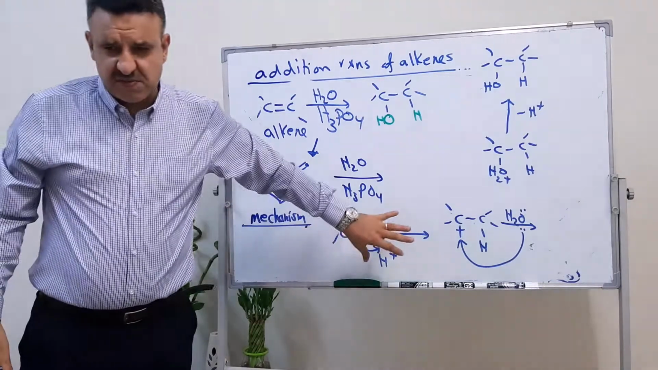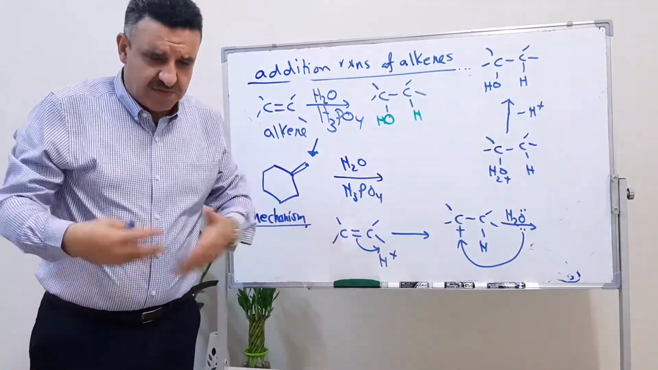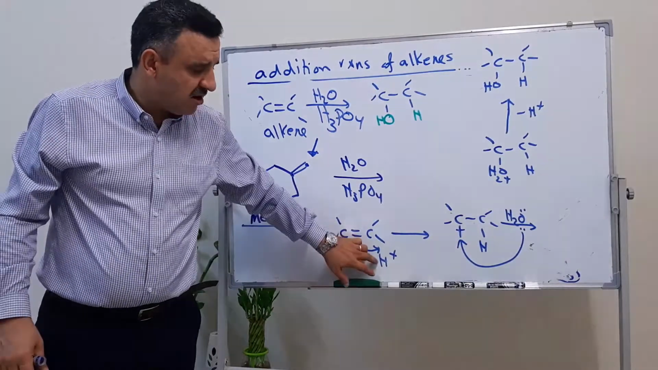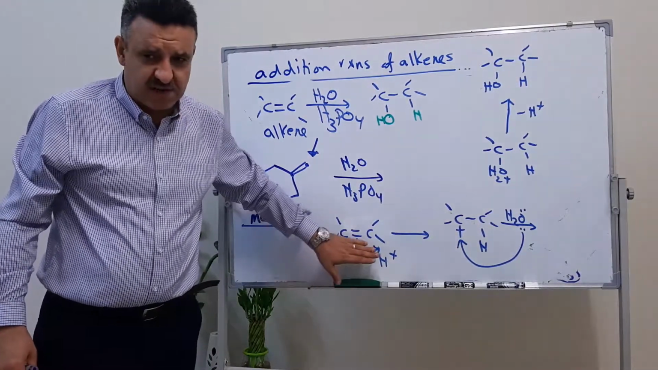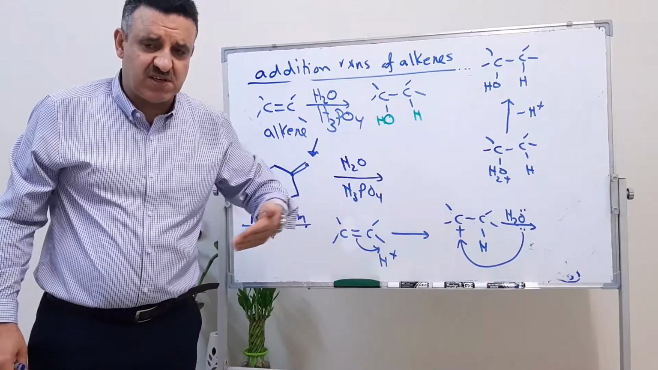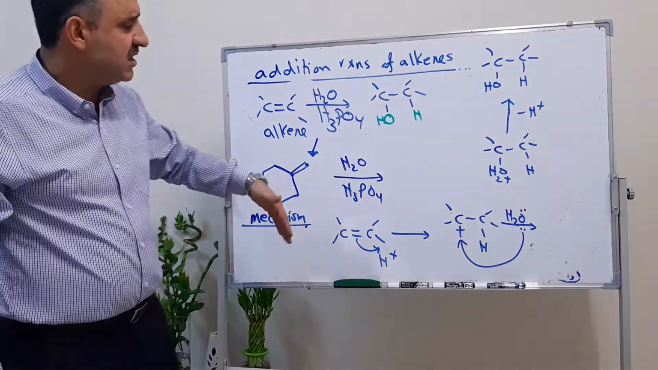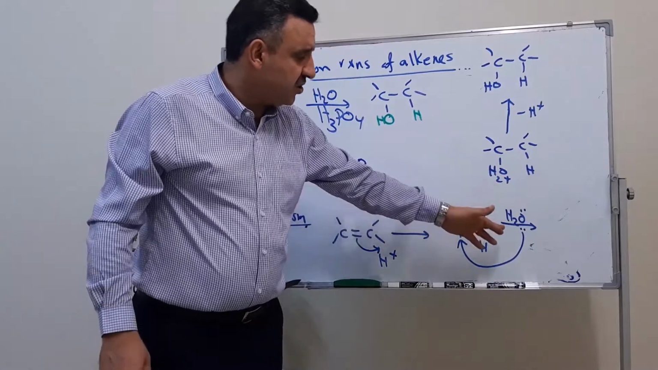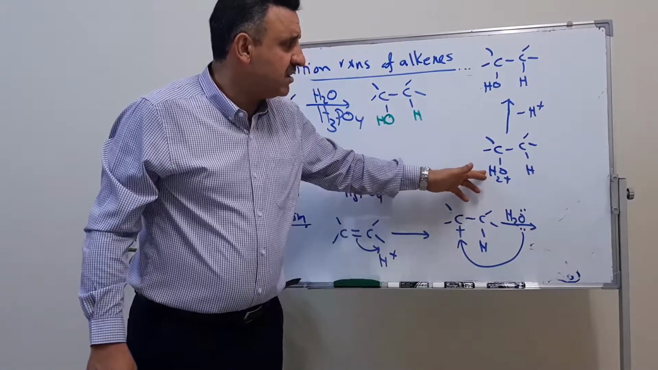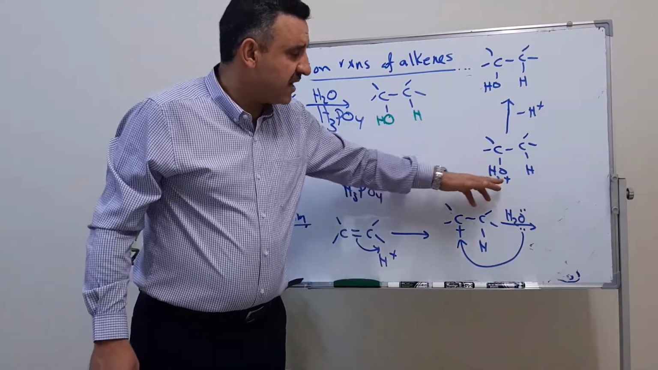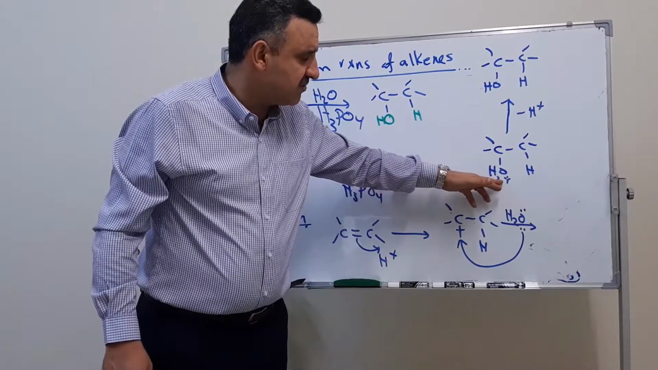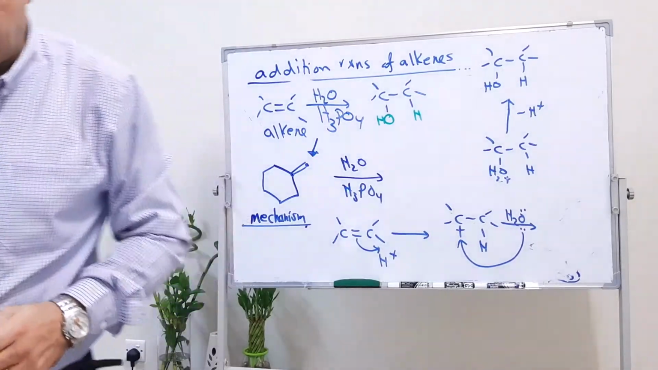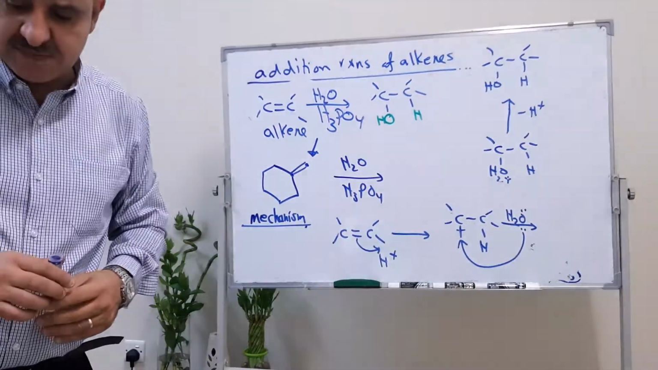In most cases, whenever we are talking about Markovnikov addition reaction, it will involve formation of a carbocation. The electrophilic part will add itself first to the carbon with more hydrogens, then the nucleophile will attack. There will be a positive charge in it, then finally losing H plus, we get the final product. Do you follow me?